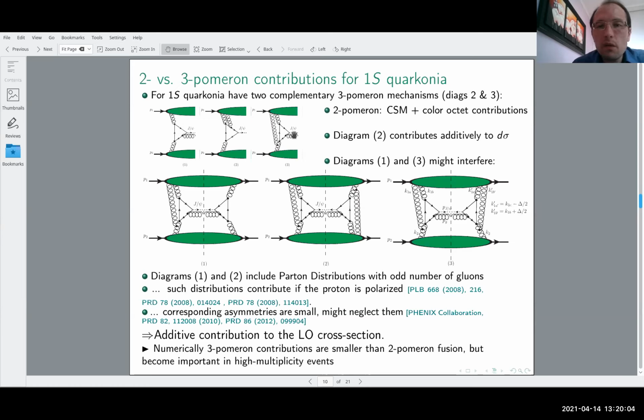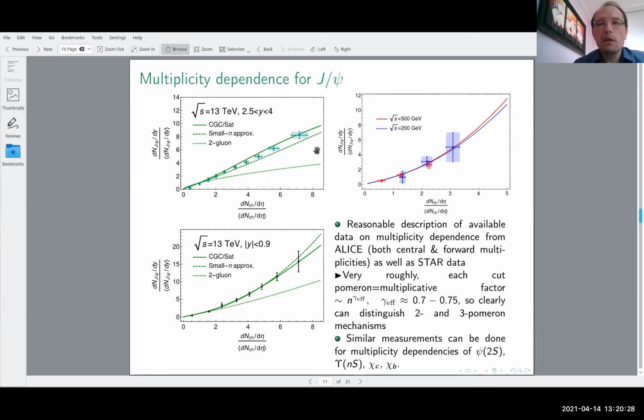Numerically, we found that the three-pomeron contributions are smaller than the two-pomeron fusions, as expected, and they give approximately 30 to 50% depending on kinematics. Here, for the sake of brevity and due to lack of time, I omit this detailed discussion. But what is important, they have a faster dependence on multiplicity, and for this reason become very important at events with high multiplicity. In this plot, I would like to present our results for the multiplicity dependence of J/psi.